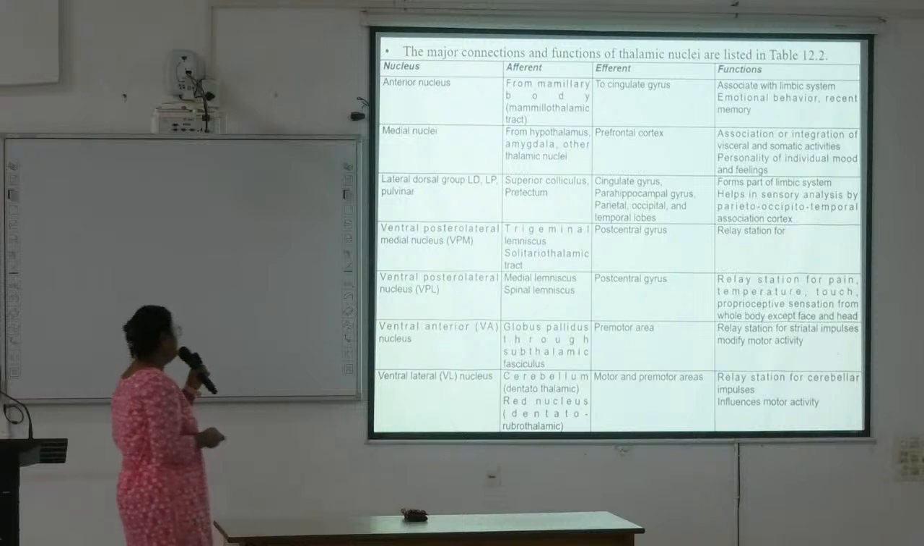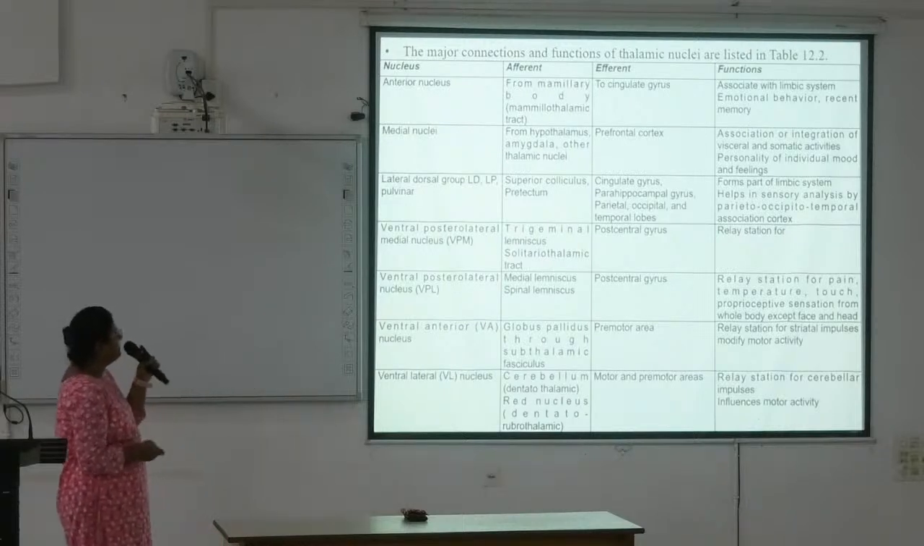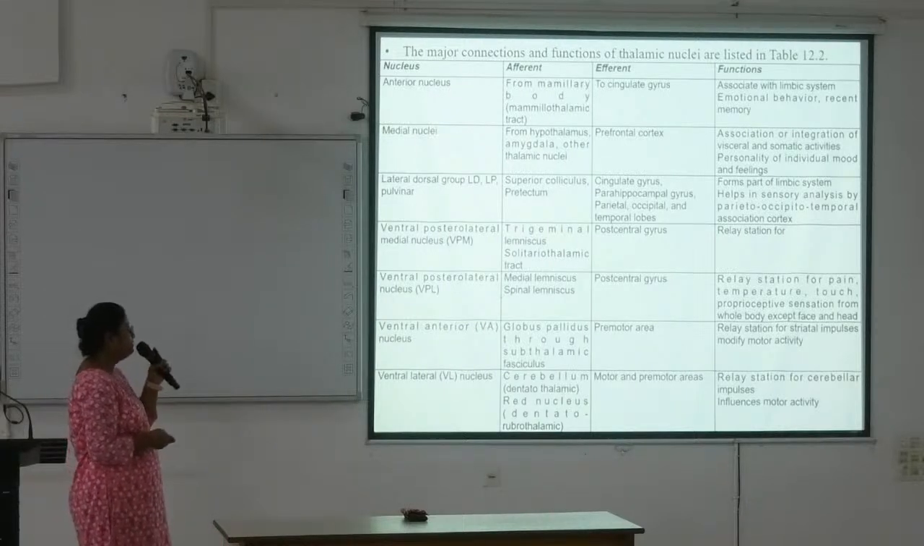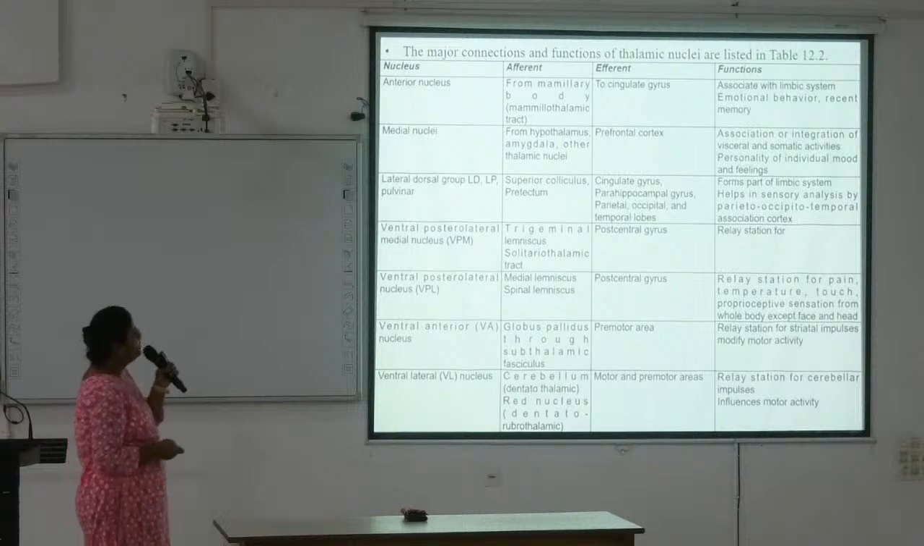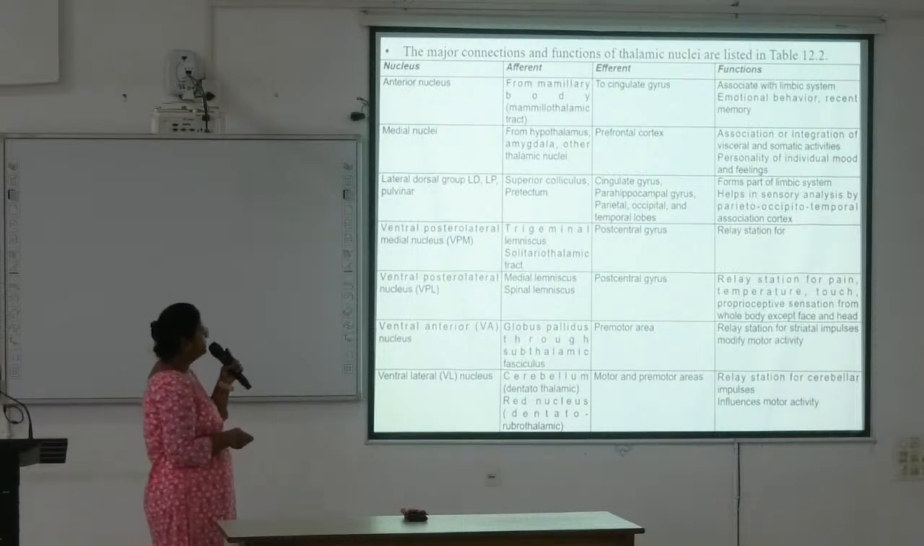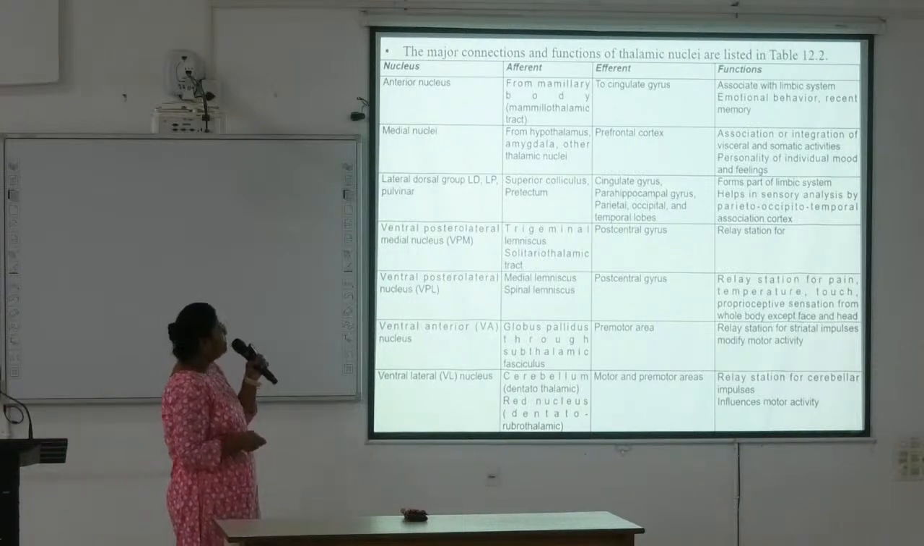Next is ventral lateral nucleus. Afferent coming from cerebellum via dentatothalamic tract, and from red nucleus via rubrothalamic tract. Efferent is going to motor and premotor areas, and relay station for cerebellar impulses and influences the motor activity.